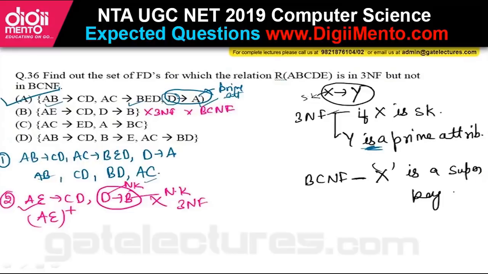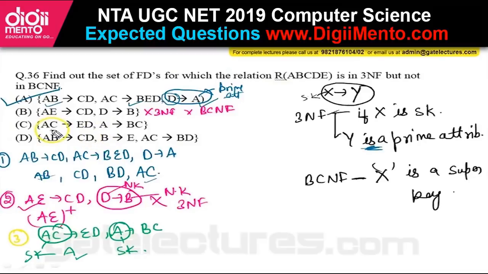Okay, so let's solve the next question. For the third option, I hope it is visible, so let's change the marker. For the third one it is AC derives ED and A derives BC. As you can see, A is our candidate key. So if A is our candidate key, what is AC? It is our super key.